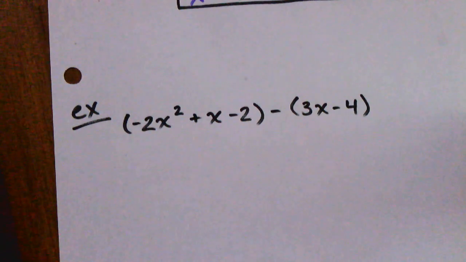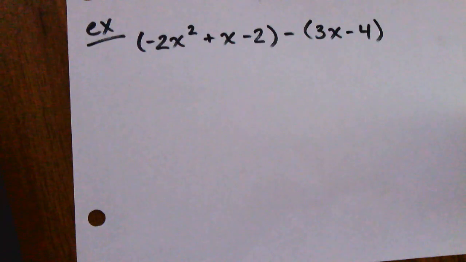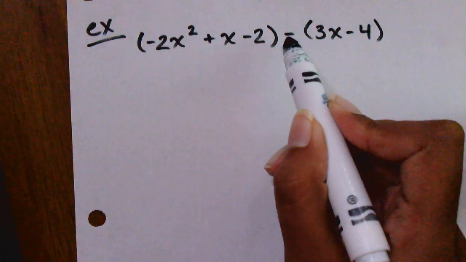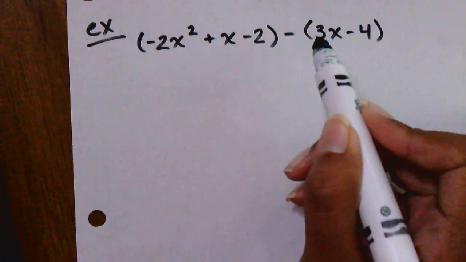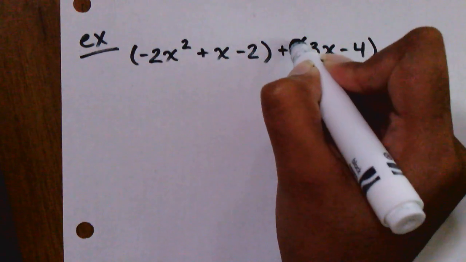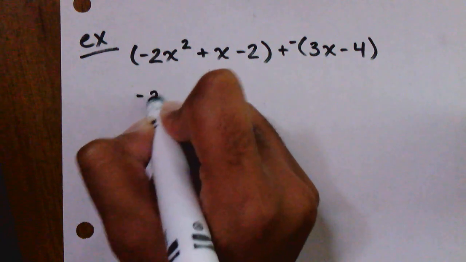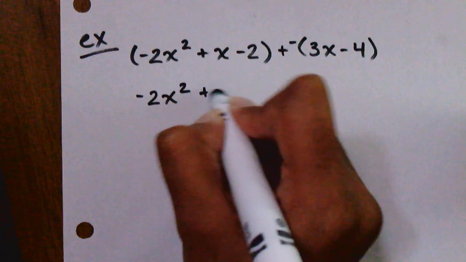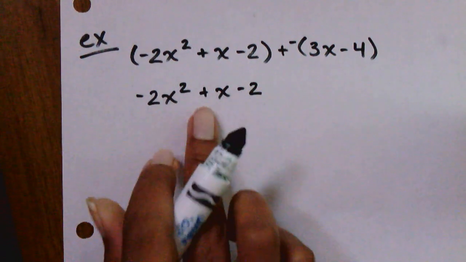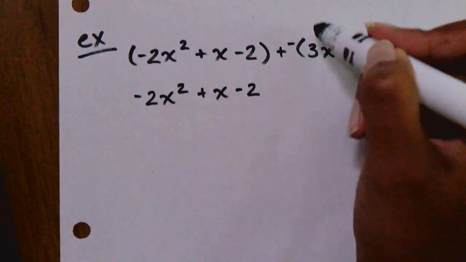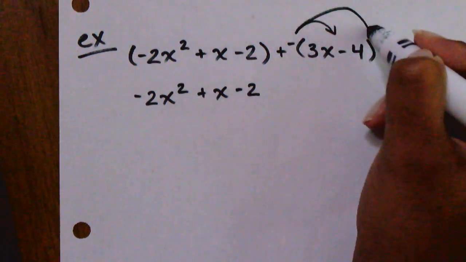Subtraction just requires one more step than addition does. So when we rewrite this polynomial, we have to think of this minus sign as like plus negative, right? So we can change this to kind of like plus negative. So when we rewrite this, negative 2x squared plus x minus 2, the first one stays the same because there's no sign in front, but we have to distribute this negative to everything inside.